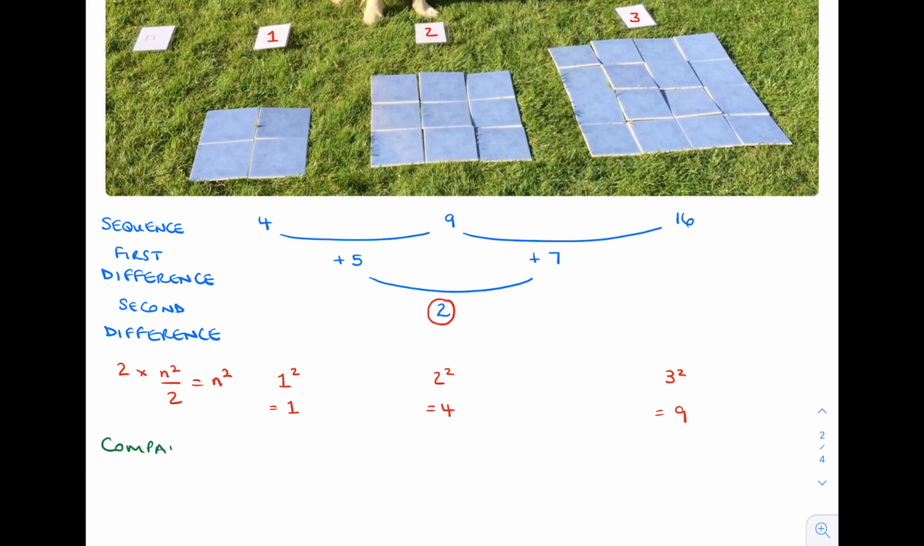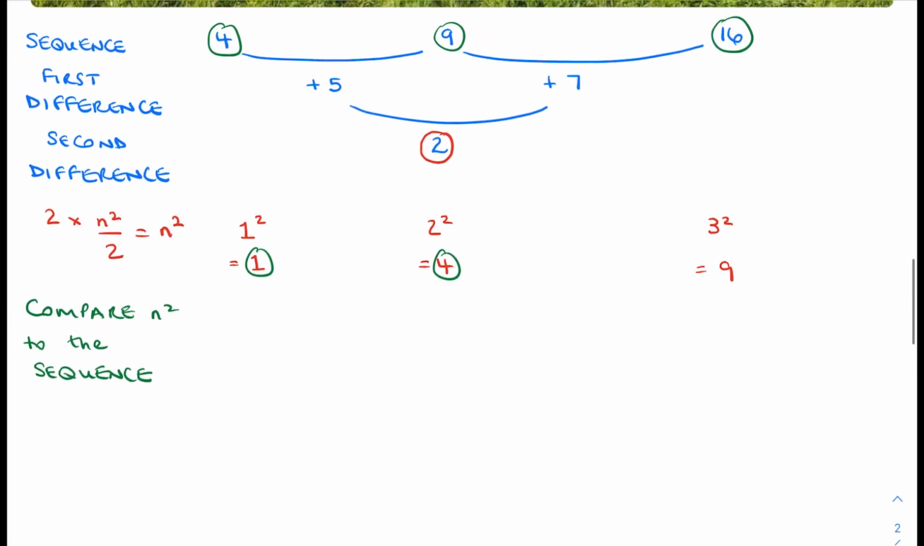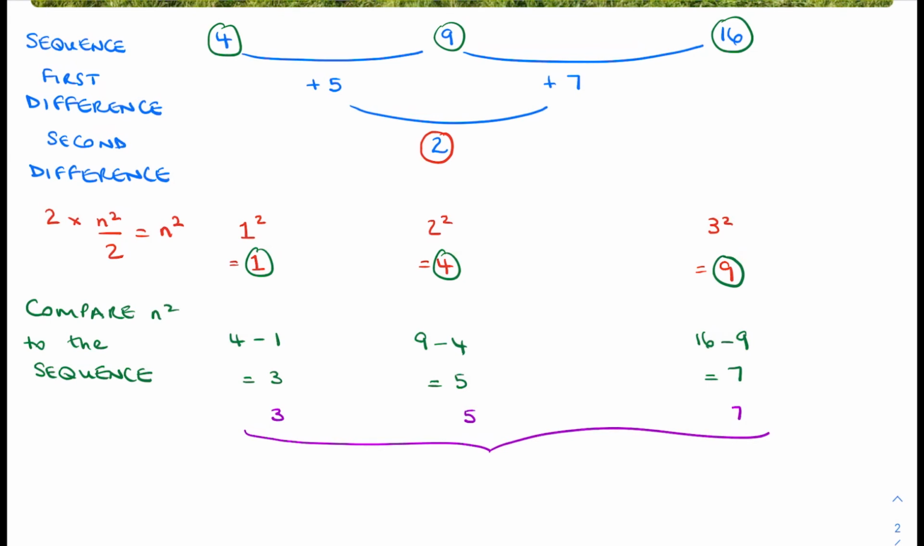Now compare the red sequence with the sequence that you want. So comparing 4 and 1, 9 and 4, 16 and 9. 4 take away 1 is 3. Good practice of some simple mental maths here. 9 take away 4, 5. 16 take away 9, 7. So we need 3, 5 and 7 to add to our square numbers to give us the sequence we want. And this is exactly the sequence we looked at earlier, being the linear sequence.